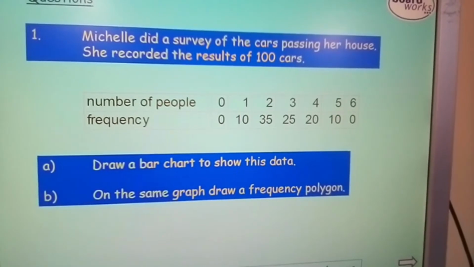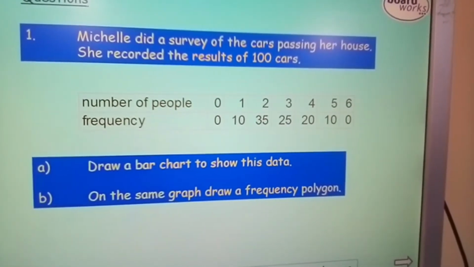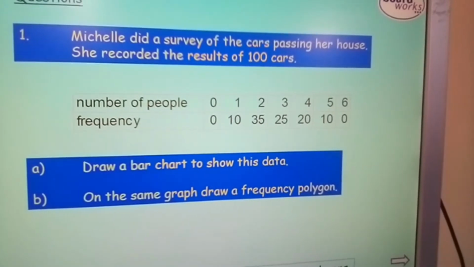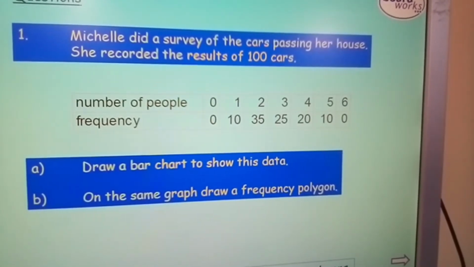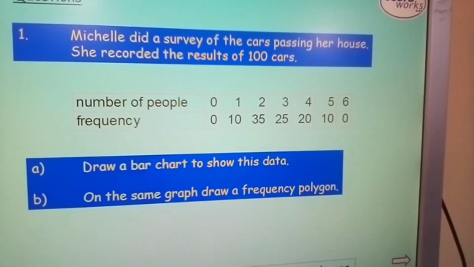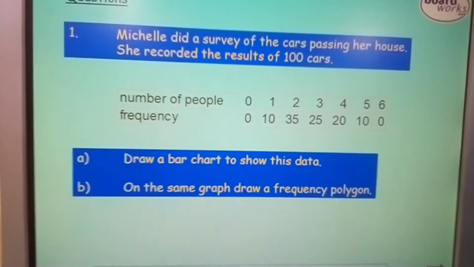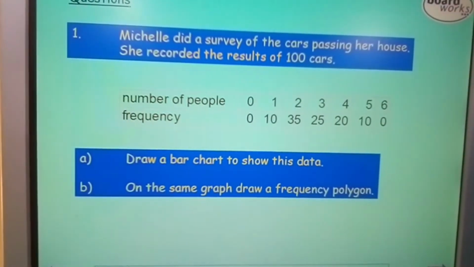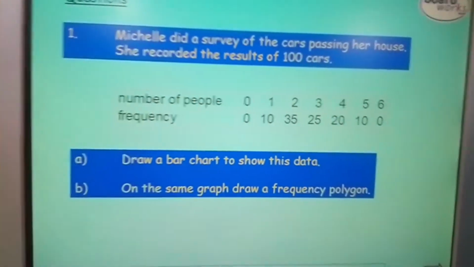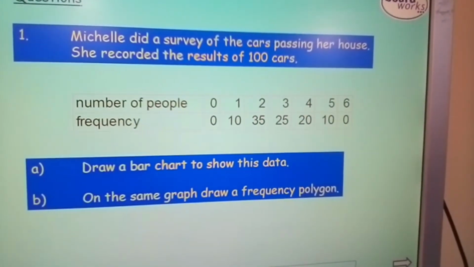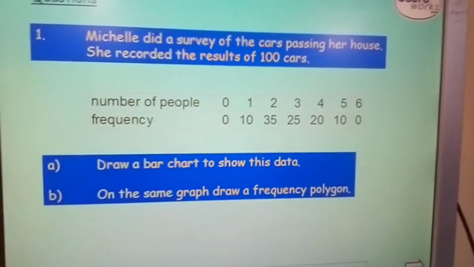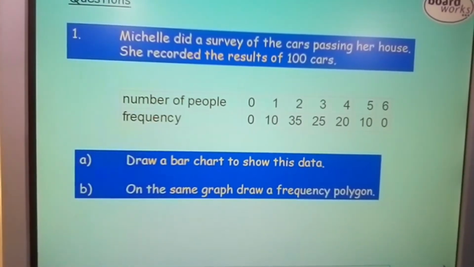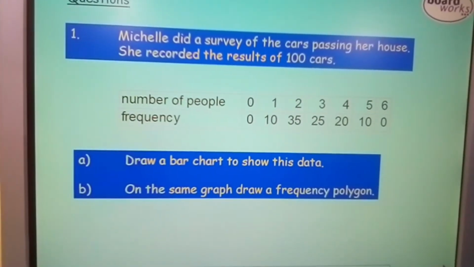Michelle did a survey of the cars passing her house. She recorded the results of 100 cars. Okay, and there's your results. Number of people, frequency: 10, 35, etc. Now draw a bar chart to show this data. On the same graph, draw a frequency polygon. Okay, let's have a look.